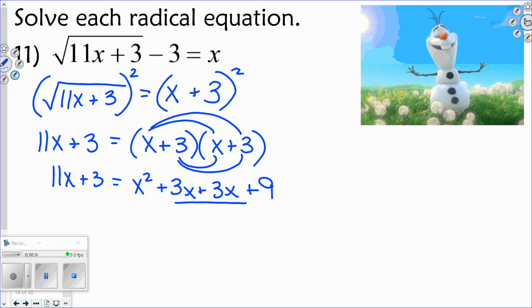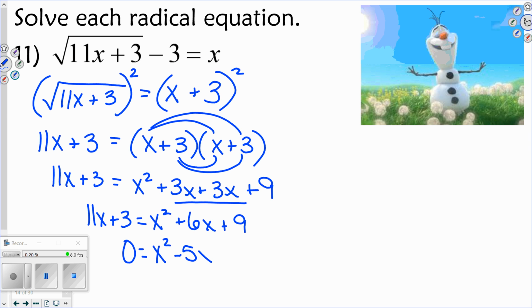So I have some like terms. So I have x squared plus 6x plus 9. Solve like normal, or do I have to set it equal to 0? Equal to 0. And my x squared is positive over here, so I'm just going to move everything else to that side. So x squared, I have to subtract 11. So 6 minus 11 is negative 5x. Subtract the 3. 9 minus 3 is a positive 6.